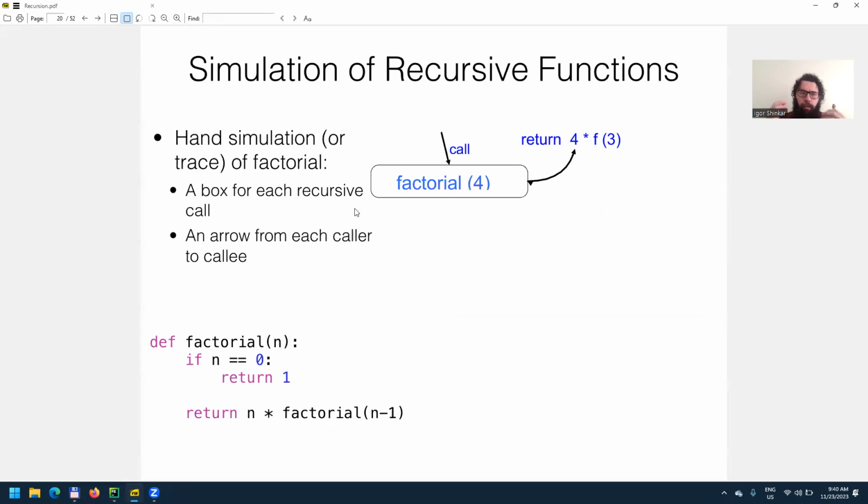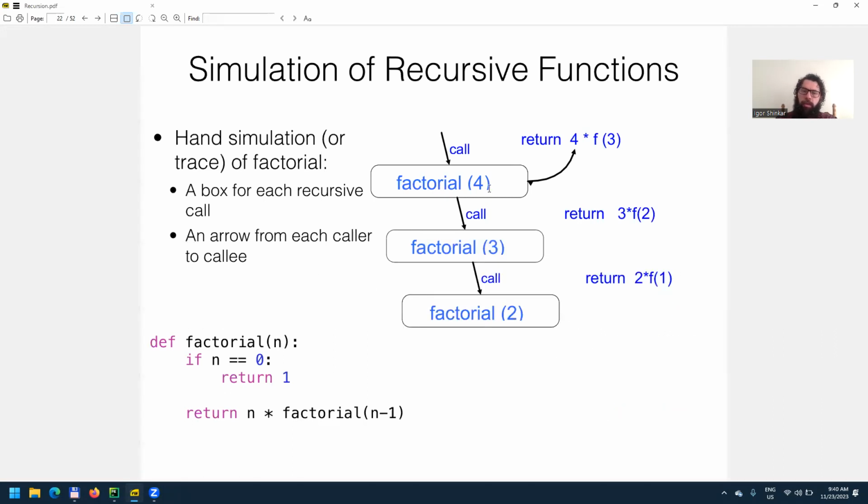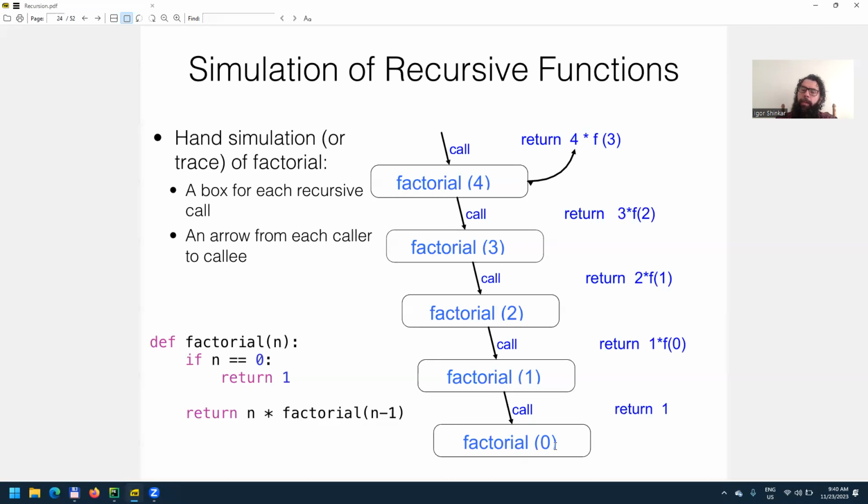So let's try to think in our head what's really going on. Let's say I want to compute 4 factorial. How do we do that? 4 factorial says compute 3 factorial and multiply by 4. So what's really going on here? Computing 3 factorial calls another function factorial with argument 3, right? And then when it returns, well, we'll do it in a bit. 3 factorial calls 2 factorial, 2 factorial calls 1 factorial, 1 factorial calls 0 factorial.